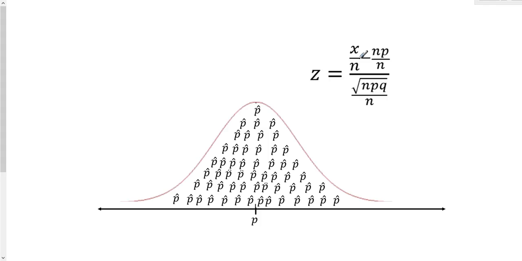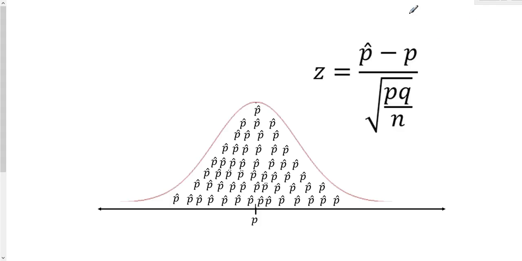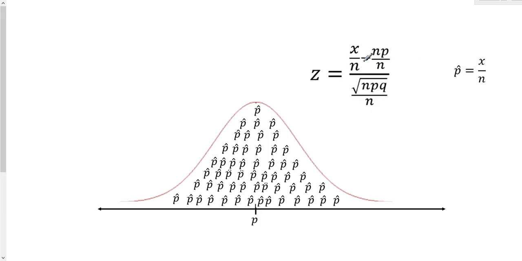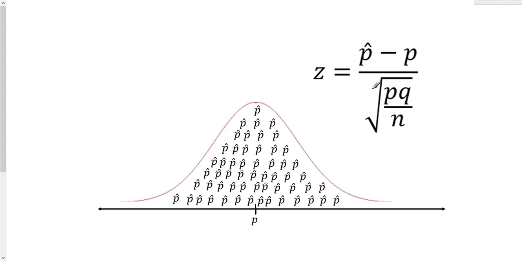And x over n is actually equal to p hat. P hat is x over n. That's the sample proportion. So we can change this x over n into a p hat, and we get this formula. Then the n's cancel here, leaving just p, and the n's cancel here, leaving you the square root of p times q over n. This is the z-score formula for calculating probabilities for the sampling distribution of proportions.